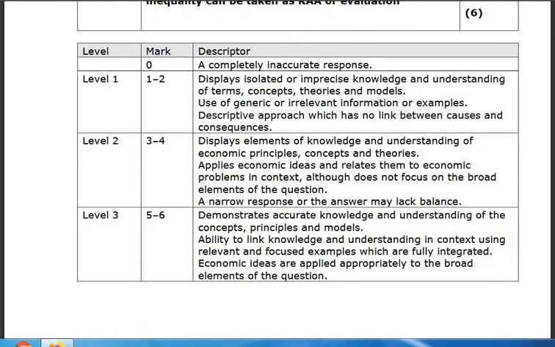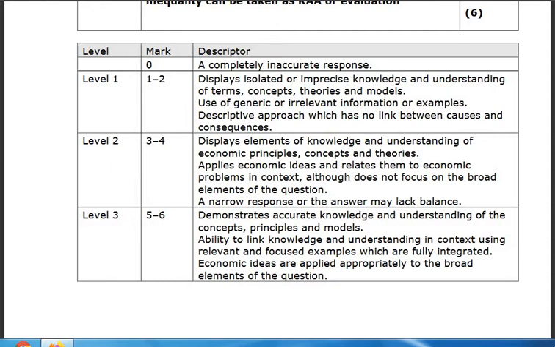So this is for the KAA. Again, it's very similar. It's almost the same. Level 1, you don't really know your stuff. You're not applying it, so it's generic. You're not really explaining any logic chains. A pretty poor answer means that the most you can score is 2 out of 6, which is a third, which is 33%, which is a fail basically. So level 1 equals failure.